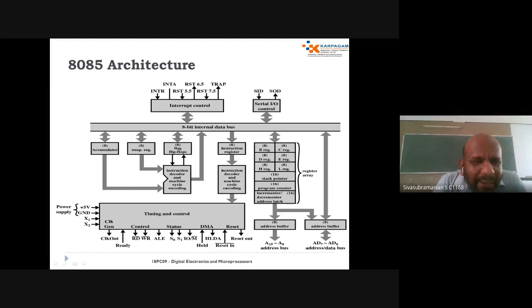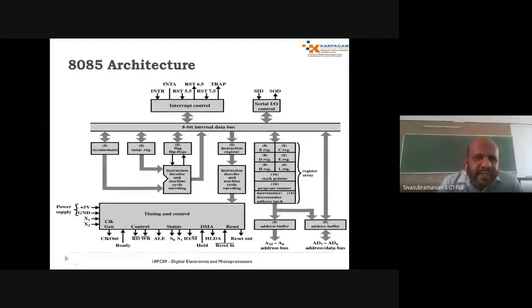HLDA stands for hold acknowledge. And these two pins are mainly used in DMA. DMA stands for direct memory access. Whenever you have a data transfer between your IO devices and memory in the microprocessor, the involvement of the processor just slows down the data transfer between the IO device and memory. So the transfer of data directly from IO to memory without involvement of the microprocessor is called DMA.